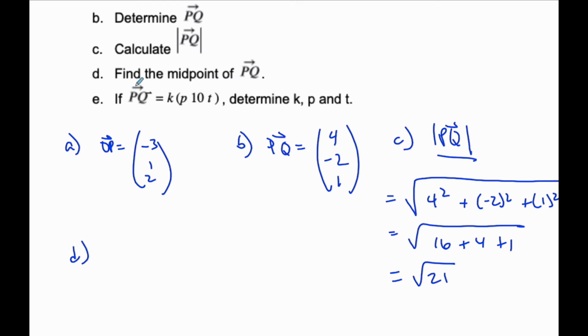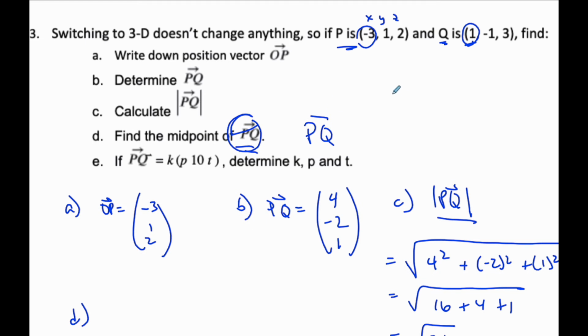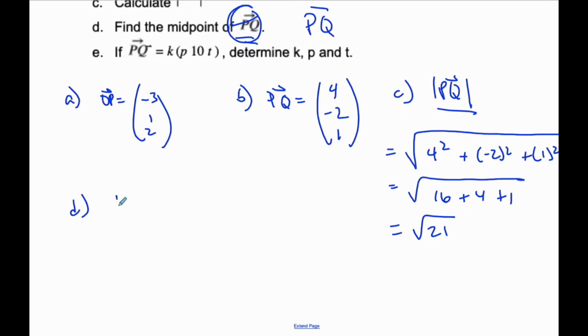D says, find the midpoint of vector PQ. Now this is a different question than just find the midpoint of segment PQ. Segment PQ, you would have to find the midpoint of these 2 points. But if I want vector PQ, that's the same thing as saying half PQ will be 2, -1, and 1/2.